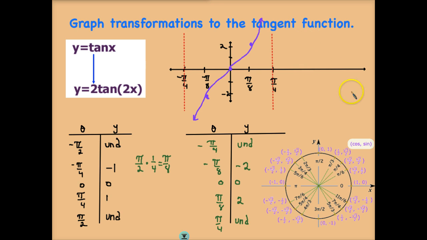I could continue this on by just adding quarters of pi over 8 to each value. So I would add pi over 8 to pi over 4 and so on and so forth in both directions, making sure that each quarter I have a tangent leg.